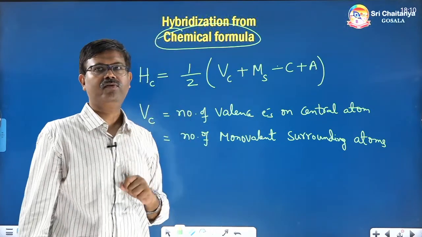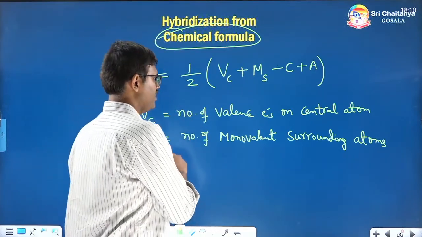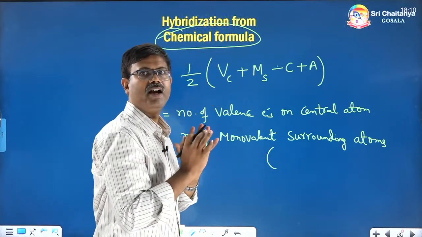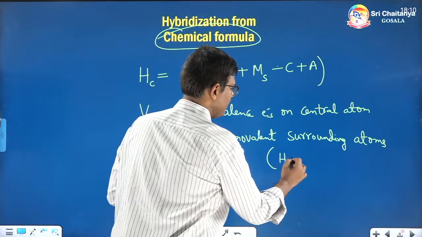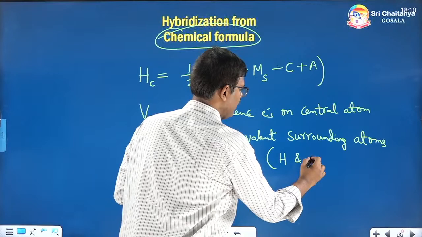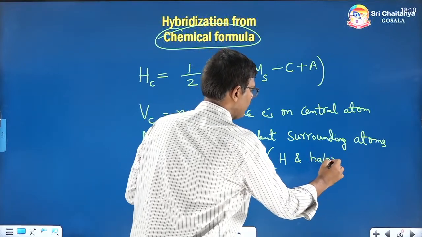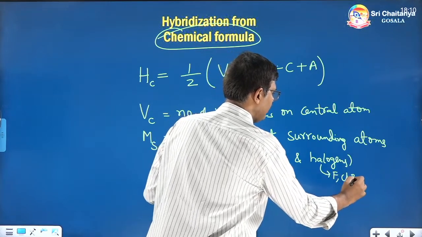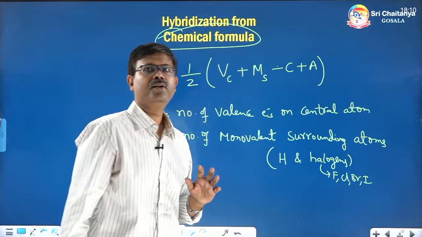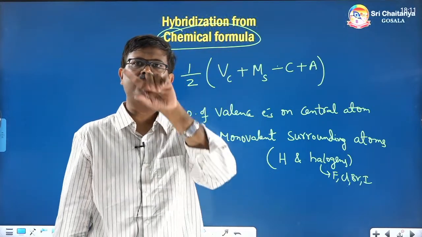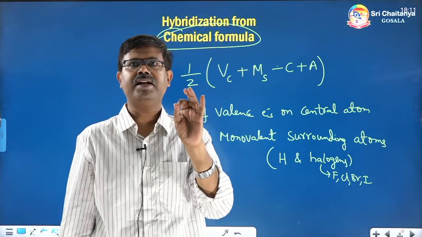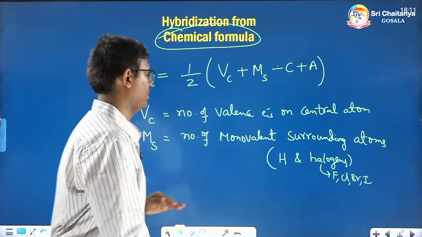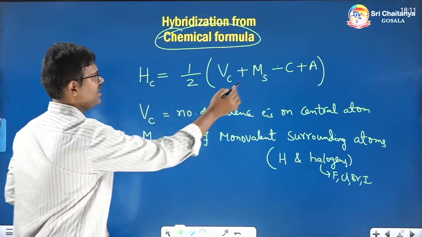Monovalent means a single bond it should form. What are those elements? Just remember, what are the monovalent surrounding atoms we will encounter? One is hydrogen and the other is the halogens. Halogens means what? Fluorine, chlorine, bromine, iodine. So if these halogens or hydrogen are present in the surrounding position, understand that they are monovalent surrounding atoms. Next, C and A are there.